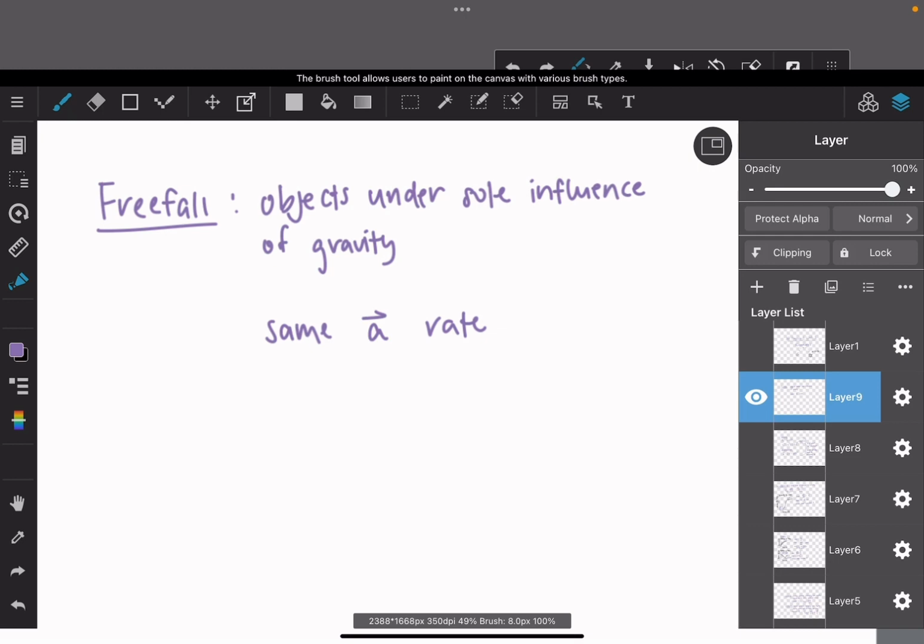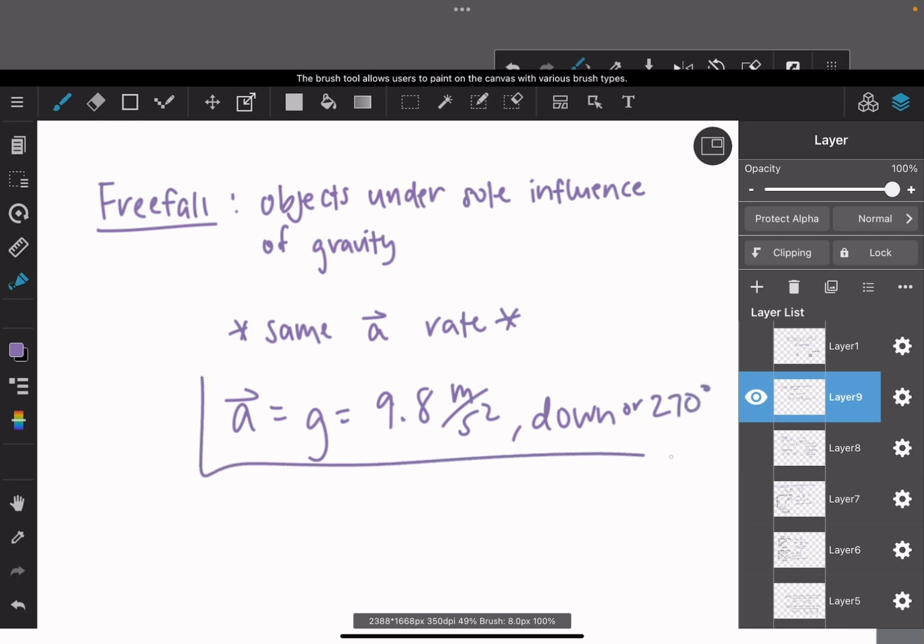We are finally on the last topic of Unit 1, which is free fall. So when an object is free falling, it is under the sole influence of gravity. And all objects free falling have the same acceleration rate. So what is that acceleration rate? Well, that is also known as g, and that is equal to 9.8 meters per second squared down, or 270 degrees. All right, please memorize that number because you will need it.